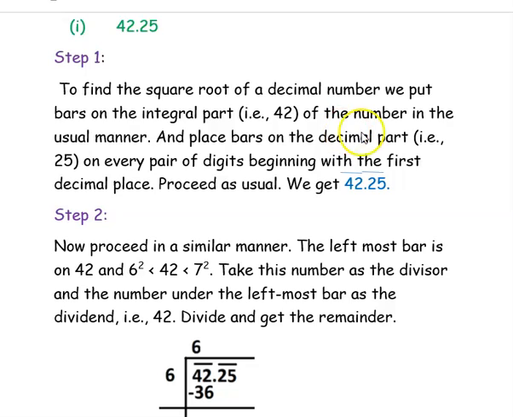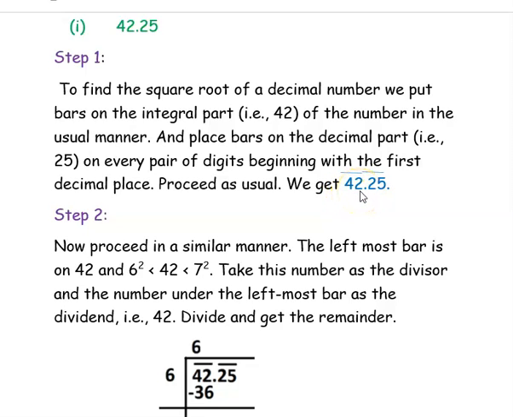the integral part of the number in the usual manner, and we have to place bars on the decimal part on every pair of digits beginning with the first decimal place. So, we will proceed as usual. Here the given number is 42.25. First, we will consider the integral part. So, the integral part is 42.